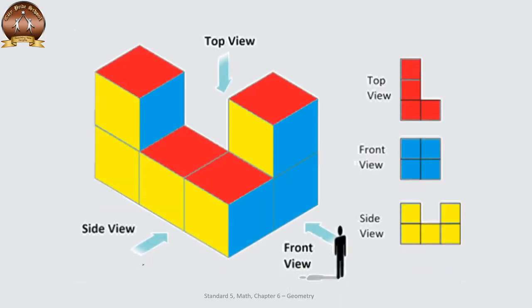Another example I have is this figure. I have colored different parts here. A man is viewing it from the front side. He can see only this and this blue part, while this part and the yellow part are not visible to the man. So if I call it the front view, he can see these three squares and this square. So this is the front view.